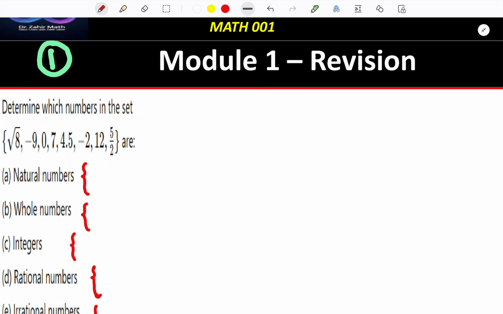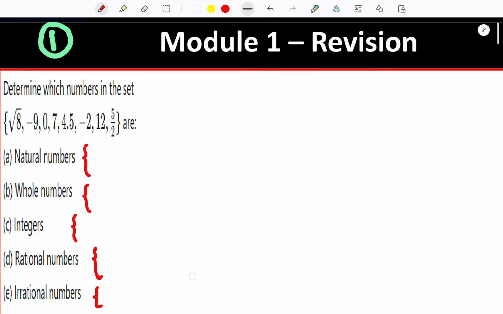Let's start Math 001 Module 1 revision. Determine which numbers in the set are natural numbers, whole numbers, integers, rational numbers and irrational numbers. Natural numbers. Let us start.